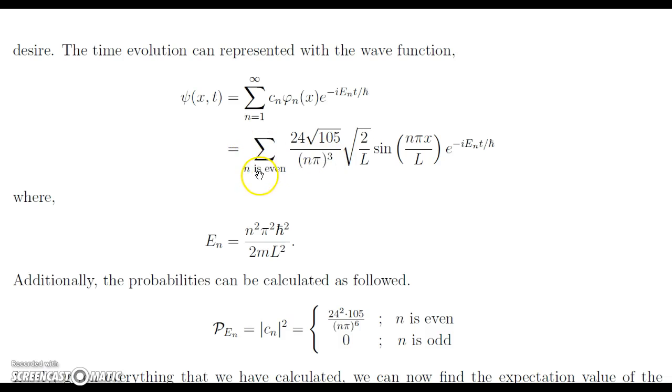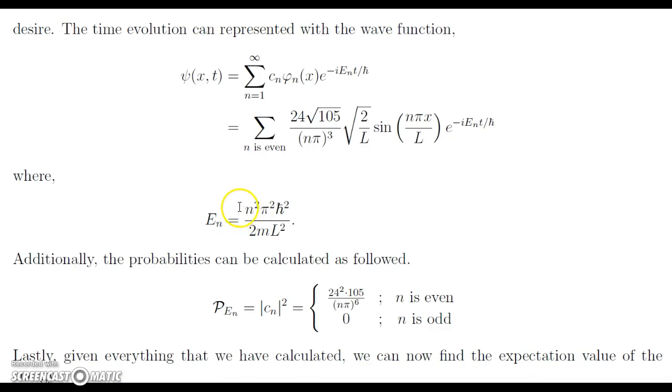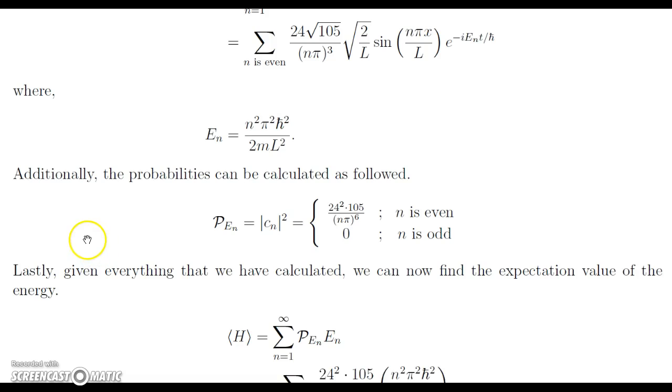Now we have both the eigenstate wave function and our coefficients. So we can plug this in, and we know that the sum is 0 when n is odd, so we just have the sum when n is even, times 24 root 105 over (n pi)^3, times root 2 over L, sine n pi x over L, times e to the negative i E_n t over h bar. And that's where our energy is as follows. E_n is equal to n squared pi squared h bar squared all over 2 m L squared. We're going to need this coming up when we start looking at the expectation values more closely.